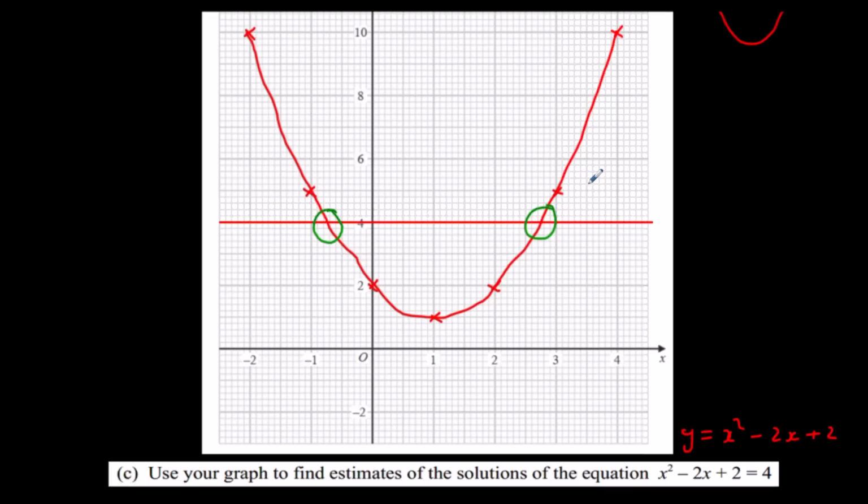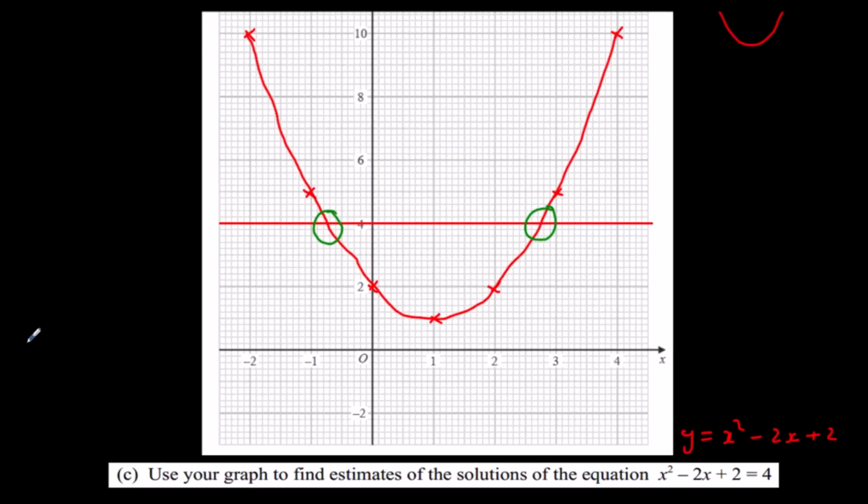We've got minus 0.7 and 2.7. So x equals minus 0.7 and 2.7. You might get something slightly different. You might get 2.8. This one actually looks like 2.8. But as long as you're reading off your graph, you should be okay.